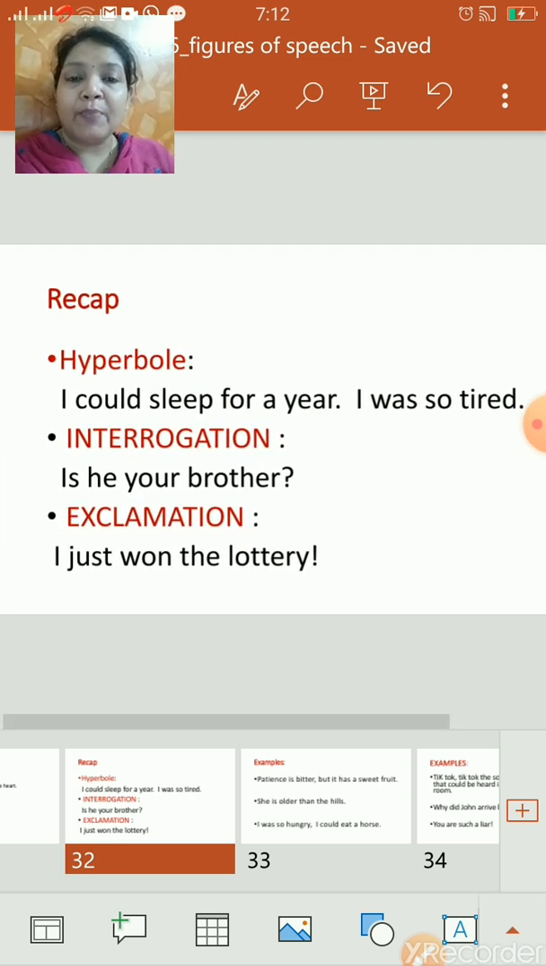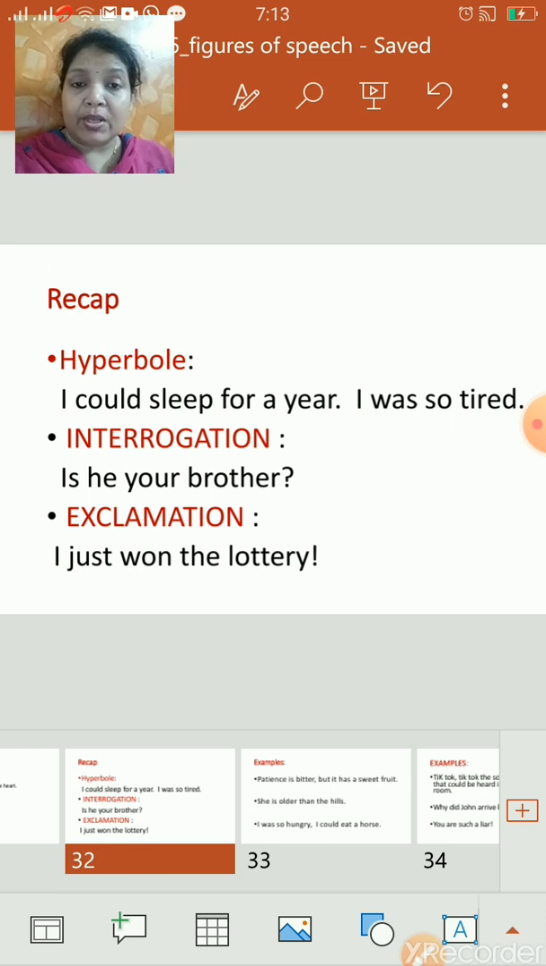Now, hyperbole. As we said, it is very easy to understand hyperbole. The reason is, it is something with exaggeration that we do. So, I could sleep for a year, I was so tired. Of course, we can't sleep for a whole year, even if we are tired, right? So yes, it's very easy to understand.